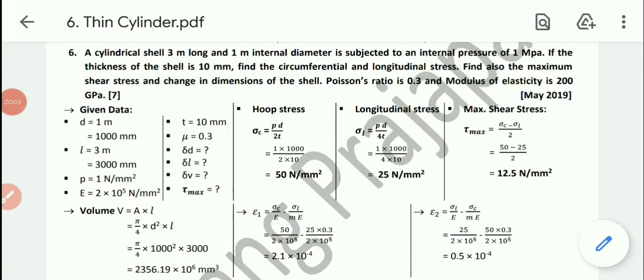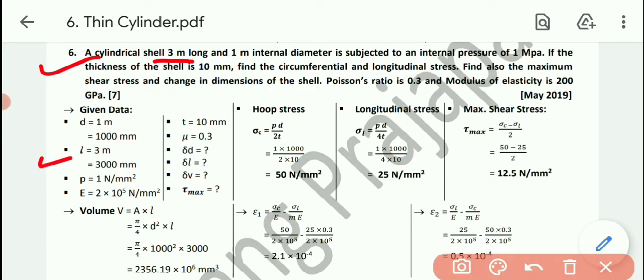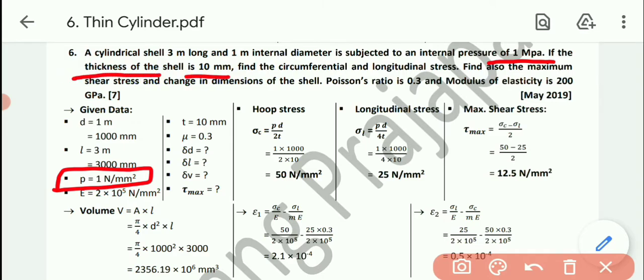Now let's solve another example, that is example number 6. A cylindrical cell 3 meter long, the length is given to us, that is 3 meter. Let's convert it into mm, that is 3000 mm. Internal diameter is given 1 meter, converted into mm, that is 1000 mm, and it is subjected to an internal pressure of 1 MPa. Now pressure is given to us 1 MPa, that means 1 Newton per mm square. If the thickness of the cell is 10 mm, now the thickness is given to us, that is 10 mm.